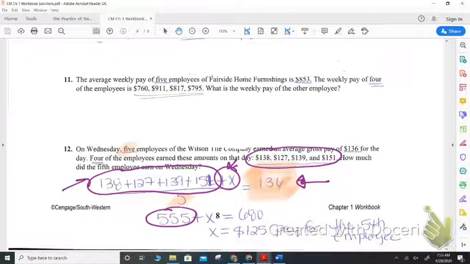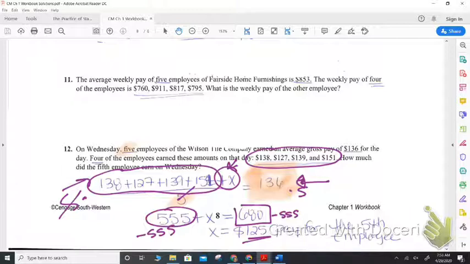And then the opposite of dividing by 5 is multiplying by 5. So when we multiply both sides by 5, that cancels out the fraction on the left. And then that's where we're getting the 680 on the right by doing the 136 times 5. And then subtract the 555 from both sides to get our final answer and to get the X by itself.